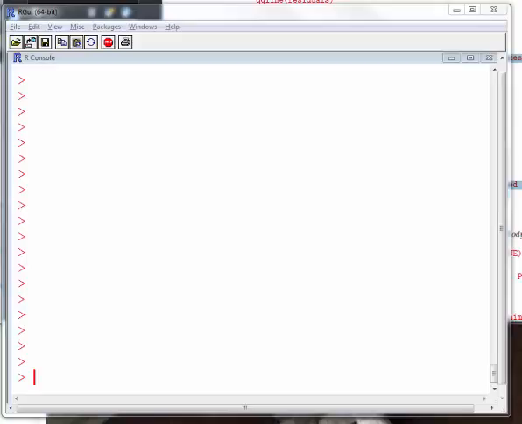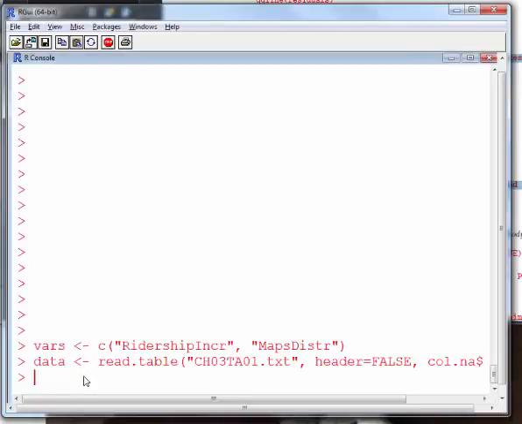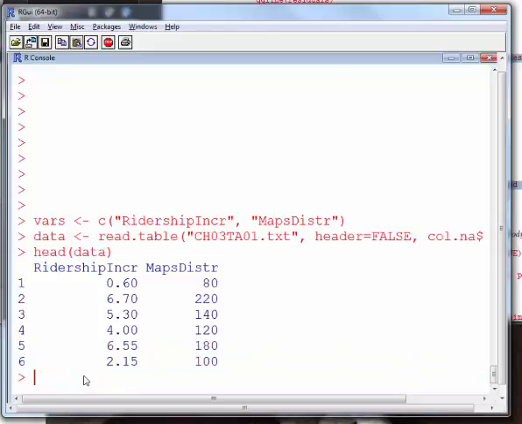Okay, let's take a look at another data set, and this is the next example in your notes on ridership and maps distributed. The idea is maybe we're interested in knowing something about the effect of distributing more maps around a city on public transportation. I've got my data pulled up there. You can see partially what they look like here, the ridership increase, and how many maps distributed. We want to look at ridership increase versus maps distributed.